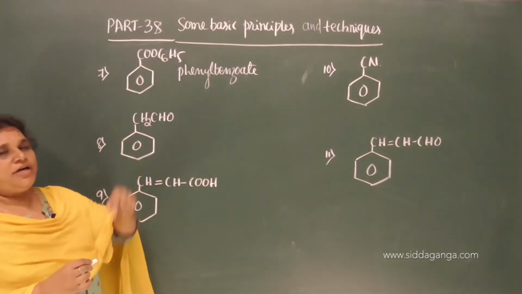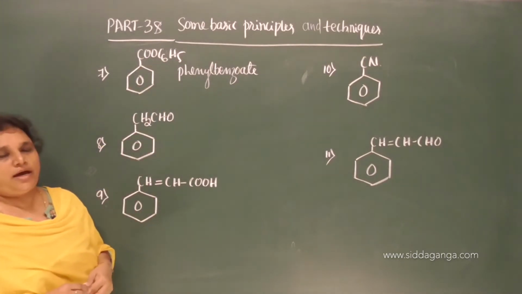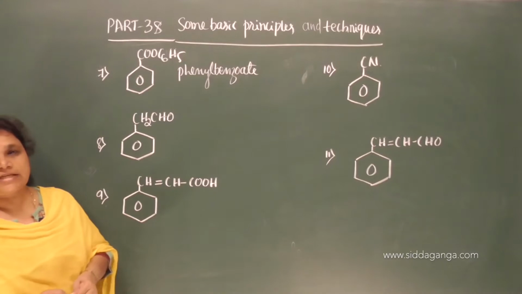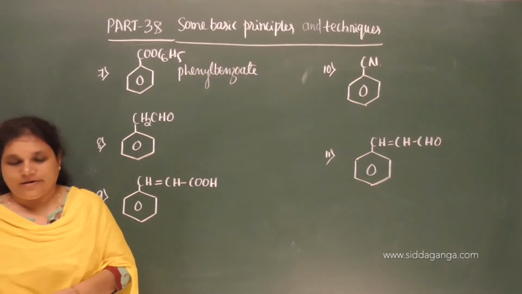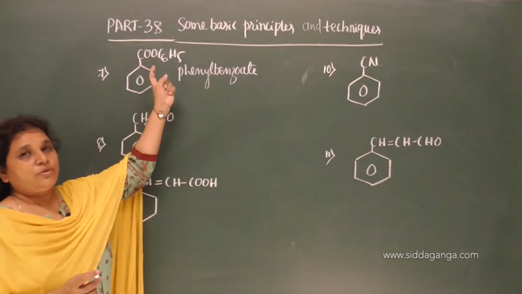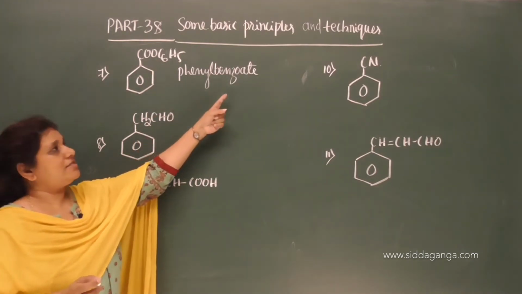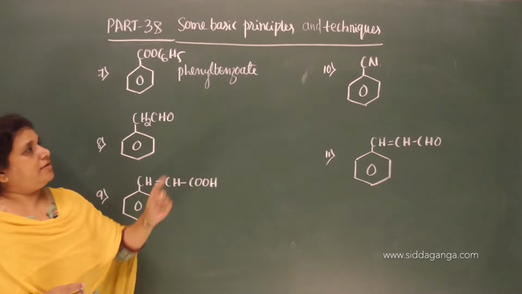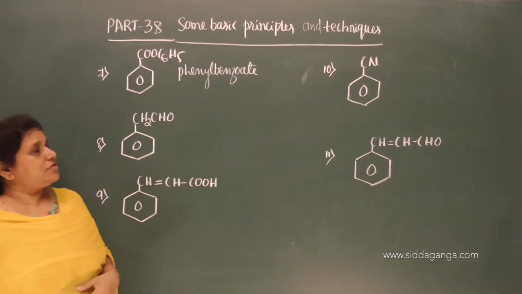COOH is benzoic acid or benzene carboxylic acid, correct? I have given it a special name. So benzene carboxylic acid or benzoic acid, ic acid is replaced by oate, then it will be phenyl benzoate.